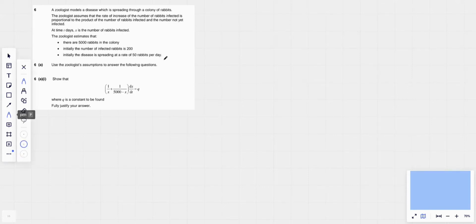Hi guys, so here I've got a question from the AQA exam board. It's actually a differential equations question, but it's a very interesting one. Let's just have a look at it.